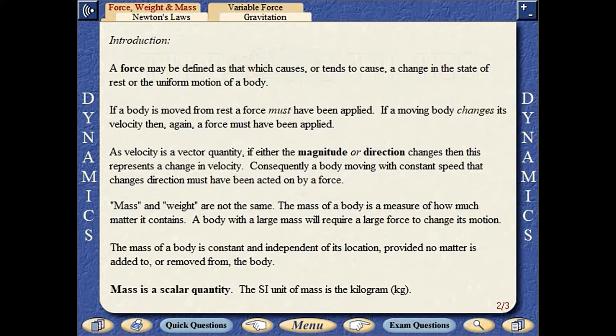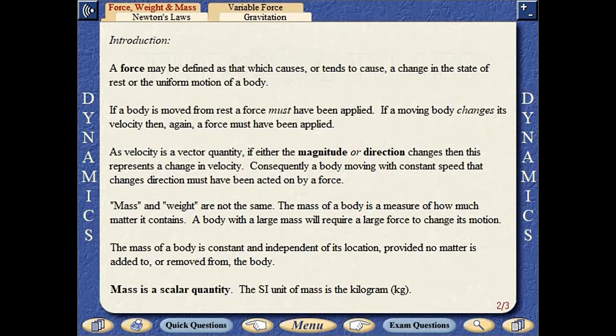A force may be defined as that which causes or tends to cause a change in the state of rest or the uniform motion of a body. If a body is moved from rest, a force must have been applied. If a moving body changes its velocity, then too, a force must have been applied. As velocity is a vector quantity, if either the magnitude or direction changes, then this represents a change in velocity. Consequently, a body moving with constant speed that changes direction must have been acted on by a force.